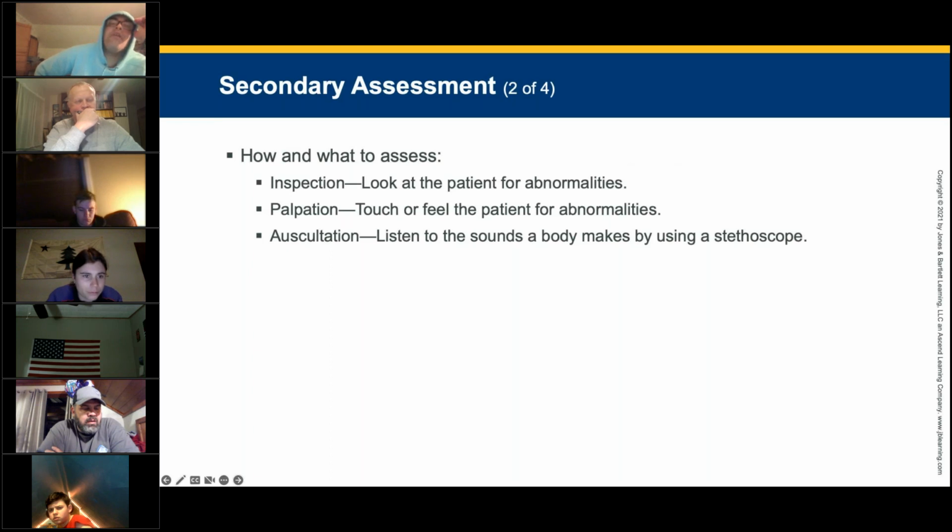So how and what to assess? So you're going to inspect. You're going to look at the patient for abnormalities, things that you can see. You're going to palpate. You're going to touch or feel the patient for abnormalities. Auscultation. You're going to listen to the sounds the body makes by using a stethoscope.